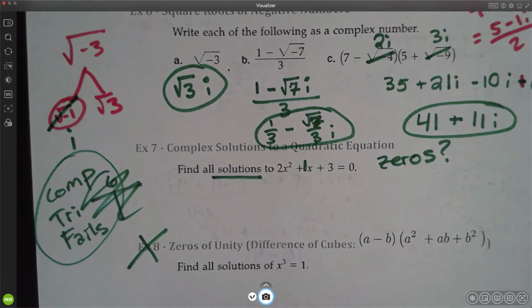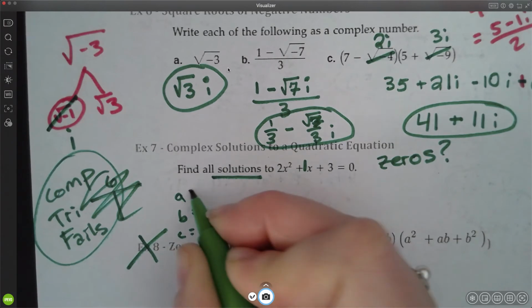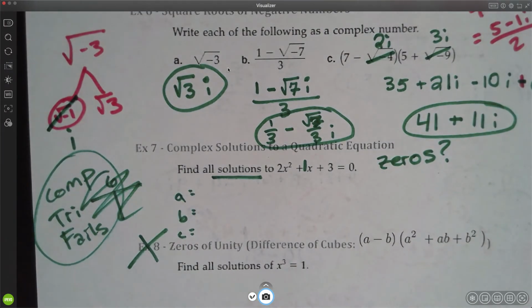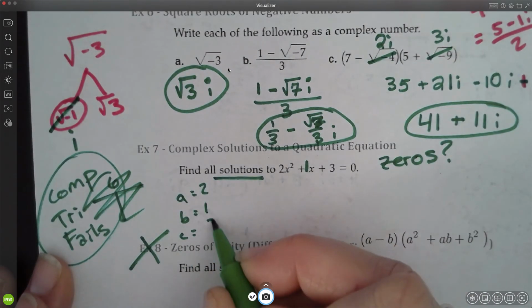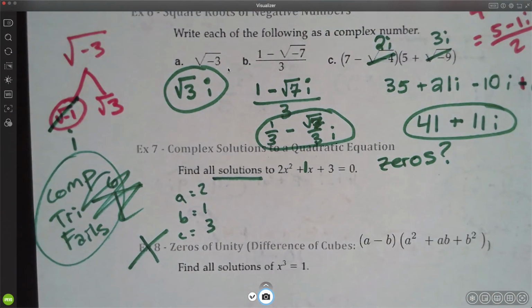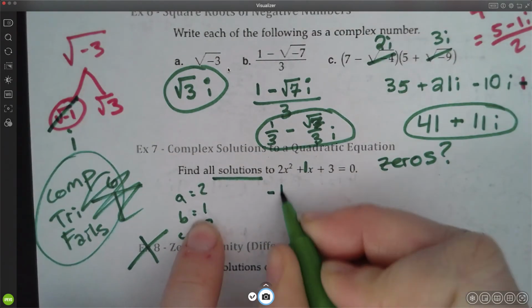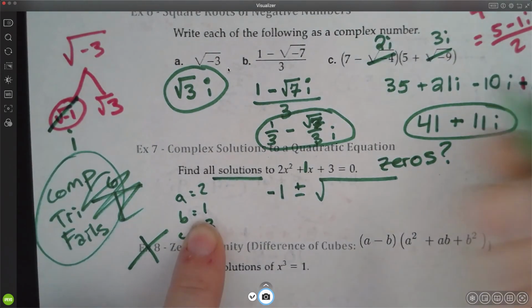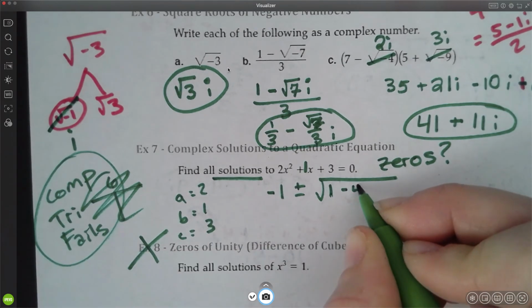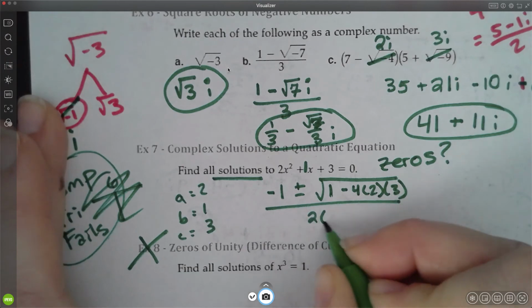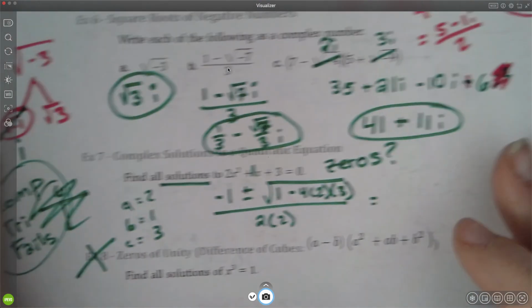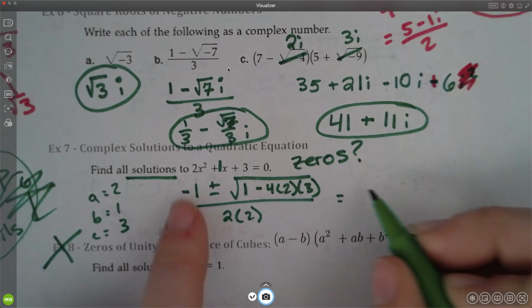ABC. Do you guys write out your ABC? No. Okay, my algebra kids have been doing this, so I'm kind of in a bad habit. 2, 1, and 3. So, negative b. Do you have the quadratic formula memorized? Negative b plus minus square root b squared minus 4ac all over 2a. So, negative 1 plus minus.